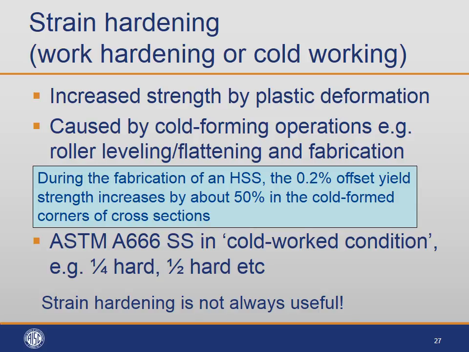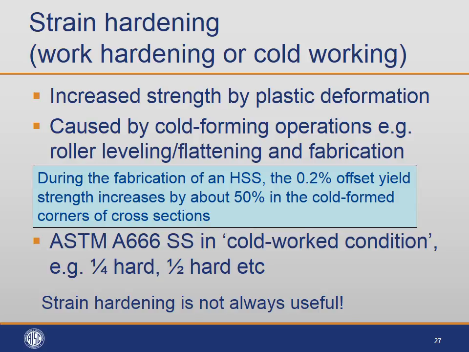It is worth explaining a little more about the concept of strain hardening. Sometimes it's called work hardening, or people might call it cold worked. It simply means the increase in strength by plastic deformation. It's caused by operations like cold forming, roller levelling, and during fabrication. It can actually have quite a remarkable impact on the strength of certainly austenitic stainless steels.